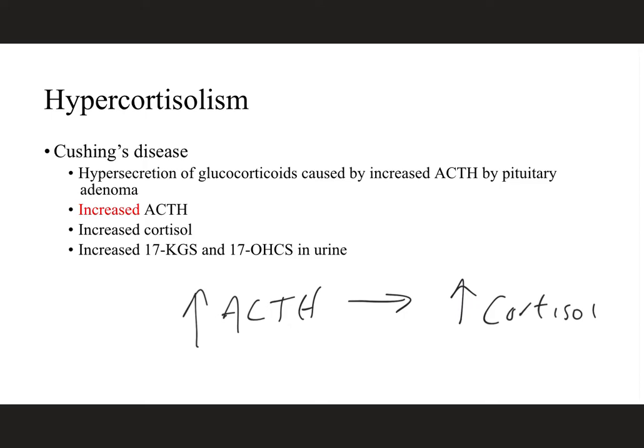So just remember that Cushing's syndrome is adrenal gland related. Cushing's disease is pituitary gland related. And we can test for Cushing's disease with a dexamethasone suppression test, which I'll talk about here in just a second. Okay.